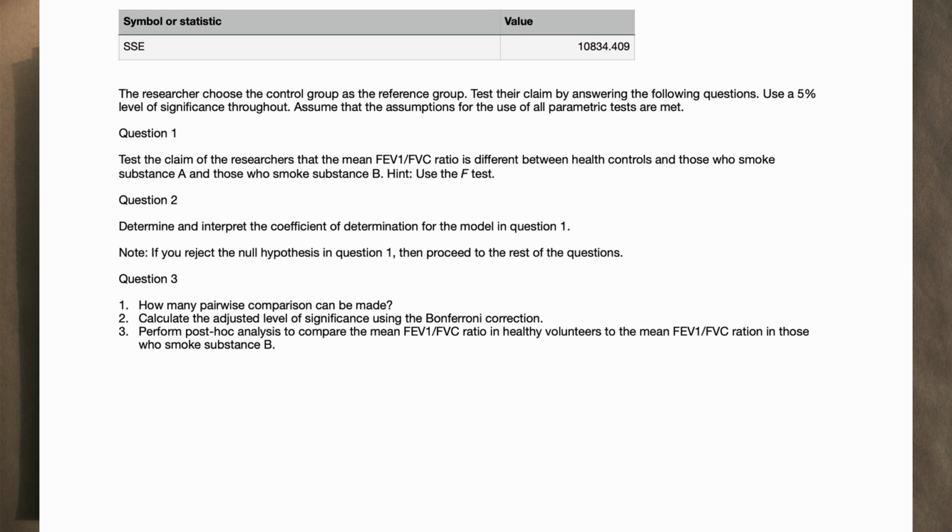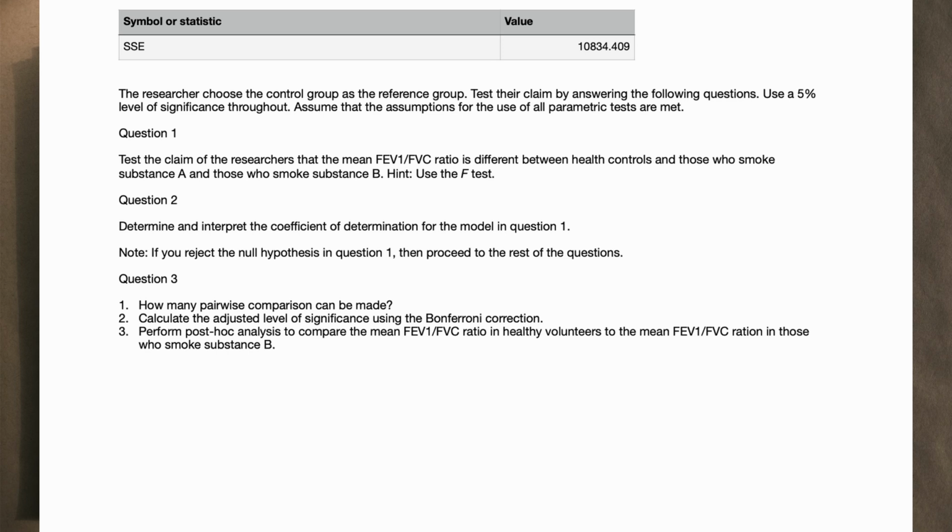Question number 2 is determine and interpret the coefficient of determination for the model in question 1. Note, if you reject the null hypothesis in question 2, then proceed to the rest of the questions. Question number 3 is, how many pairwise comparisons can be made? That is what we do if and only if we reject the null hypothesis of our F-test. Otherwise, we don't go ahead and we don't do post-hoc analysis.